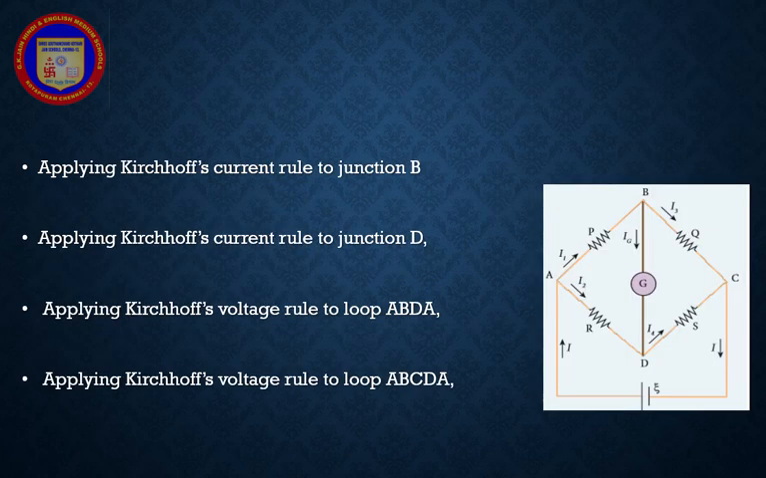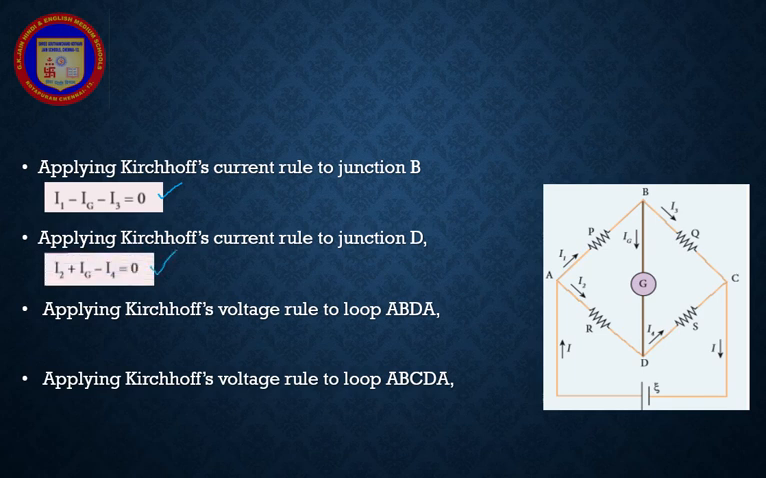is G. Now we are going to apply Kirchhoff's current rule to the junction B. So we get I1 minus Ig minus I3 equal to 0. Apply Kirchhoff's current rule to the junction D. I2 plus Ig minus I4 equal to 0. Apply Kirchhoff's voltage rule to the loop ABDA. I1P plus IgG minus I2R is equal to 0.